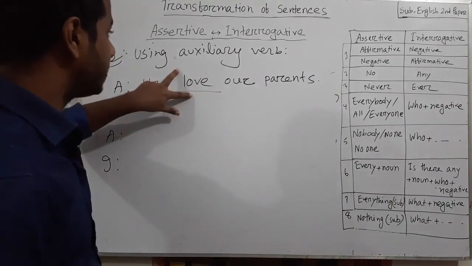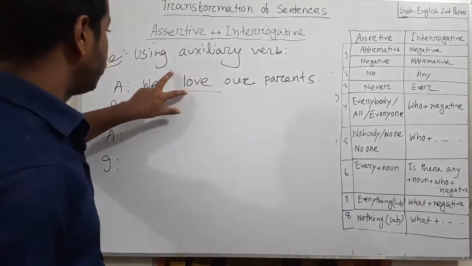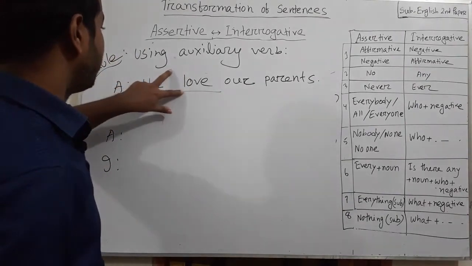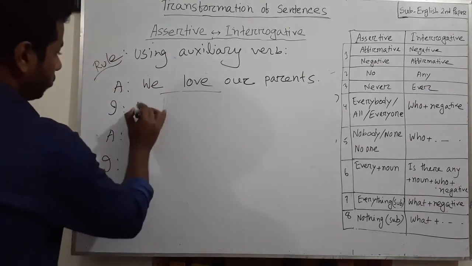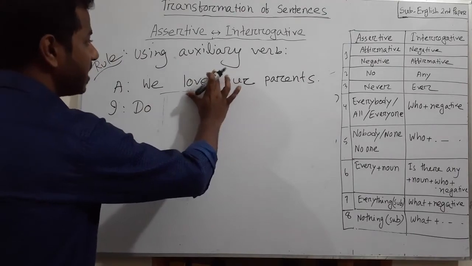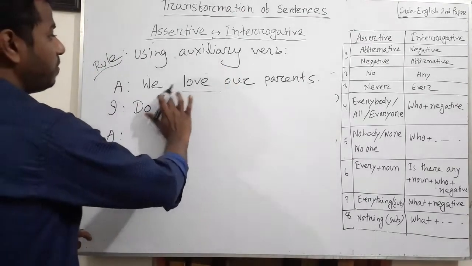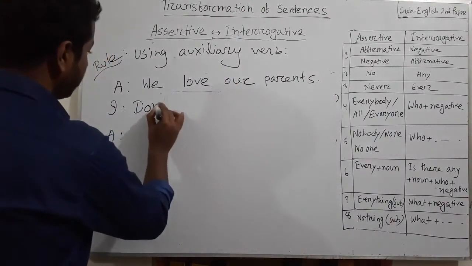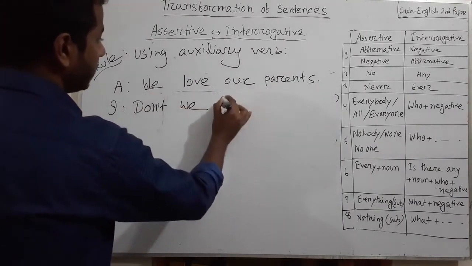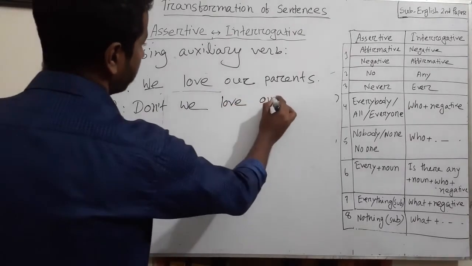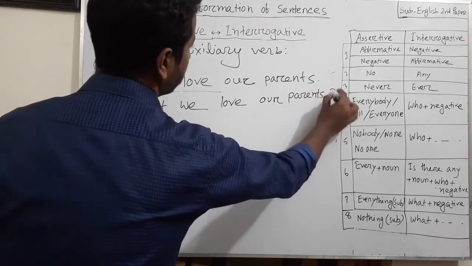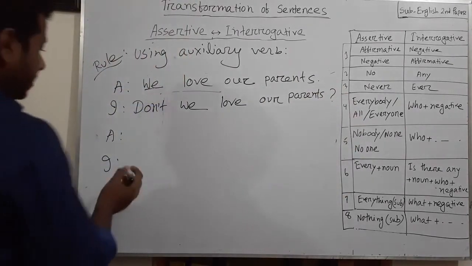So in this sentence there will be do or does. So what will be there? As the subject is we, first person, the auxiliary verb will be do. So use do here. And another thing, it's an affirmative sentence, that's why in the interrogative sentence it will be negative. So for this reason, don't, then the subject, don't we, then the verb, love our parents. Okay, question mark. And another sentence.